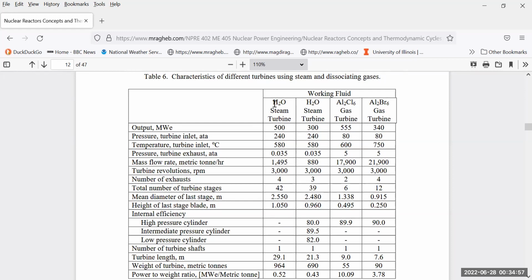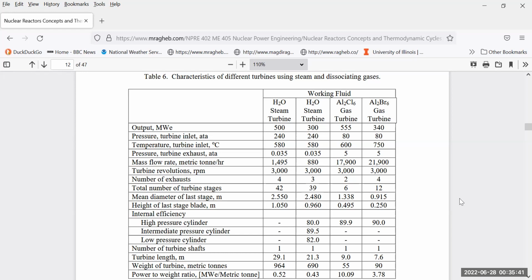A steam turbine using water, like a conventional steam turbine cycle for a power plant, a fission power plant of 500 megawatt electric, meaning that it's about 1500 megawatt thermal. We can compare this to an aluminum chloride gas turbine. This uses steam, this uses a gas. The gas is aluminum chloride, producing 555 megawatts. So it's a good comparison between the designs. The pressure is much lower in the case of the aluminum chloride. That's an advantage in the design. Here the pressure is 240 atmospheres, absolute.